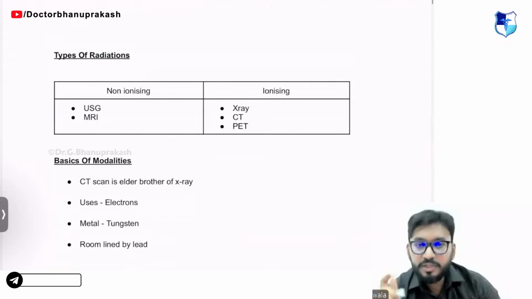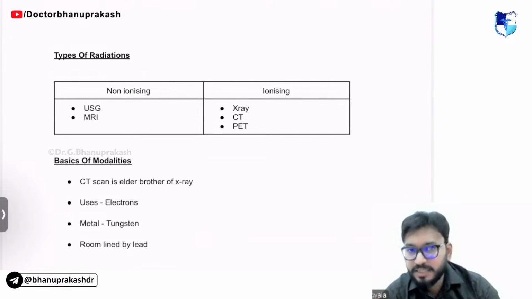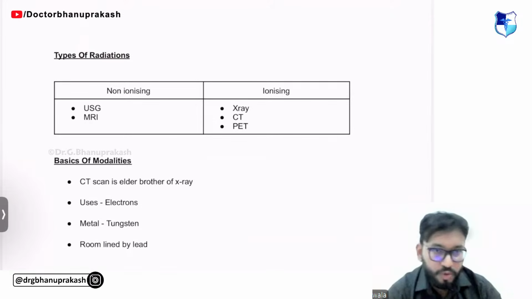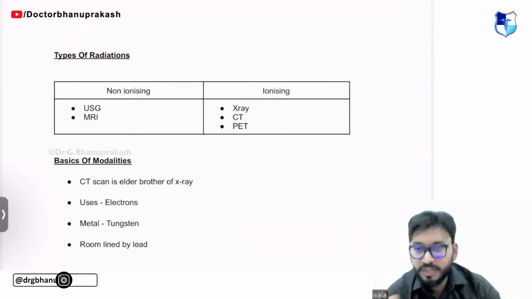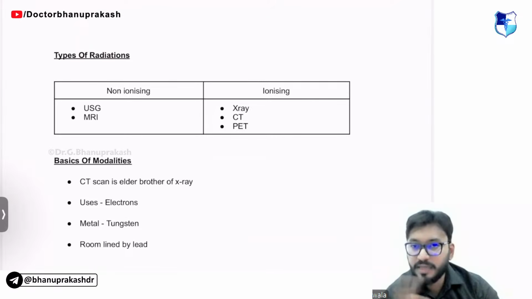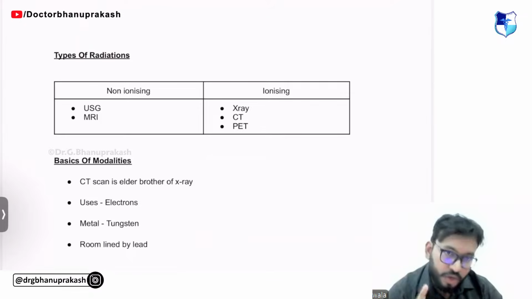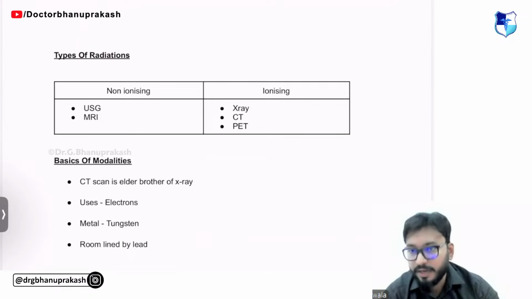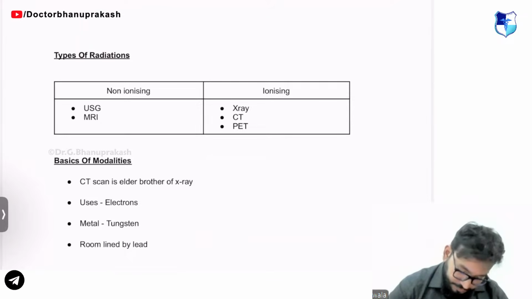So, types of radiations. Ionizing radiations are X-ray, CT, PET, I guess we all know that. Non-ionizing radiations are USG and MRI. Therefore, they are safe in pregnancy, guys. Remember, ionizing radiations are not used in pregnancy. Non-ionizing radiations like USG and MRI are used in pregnancies.